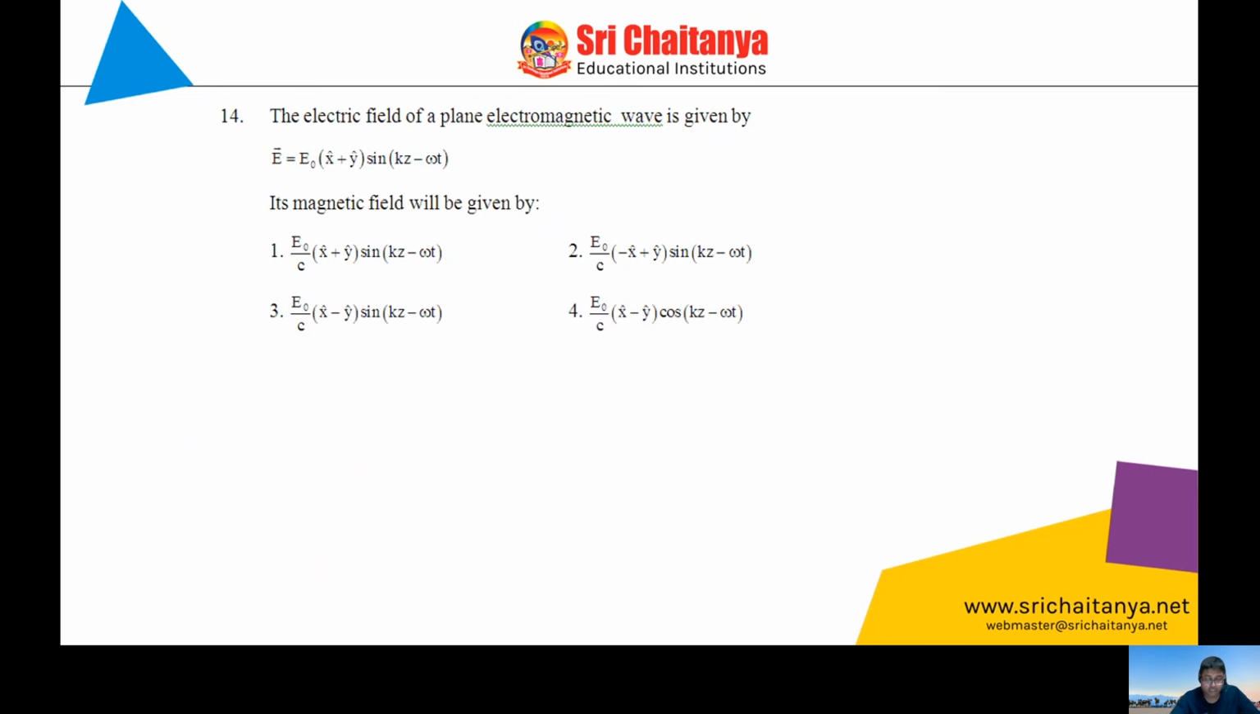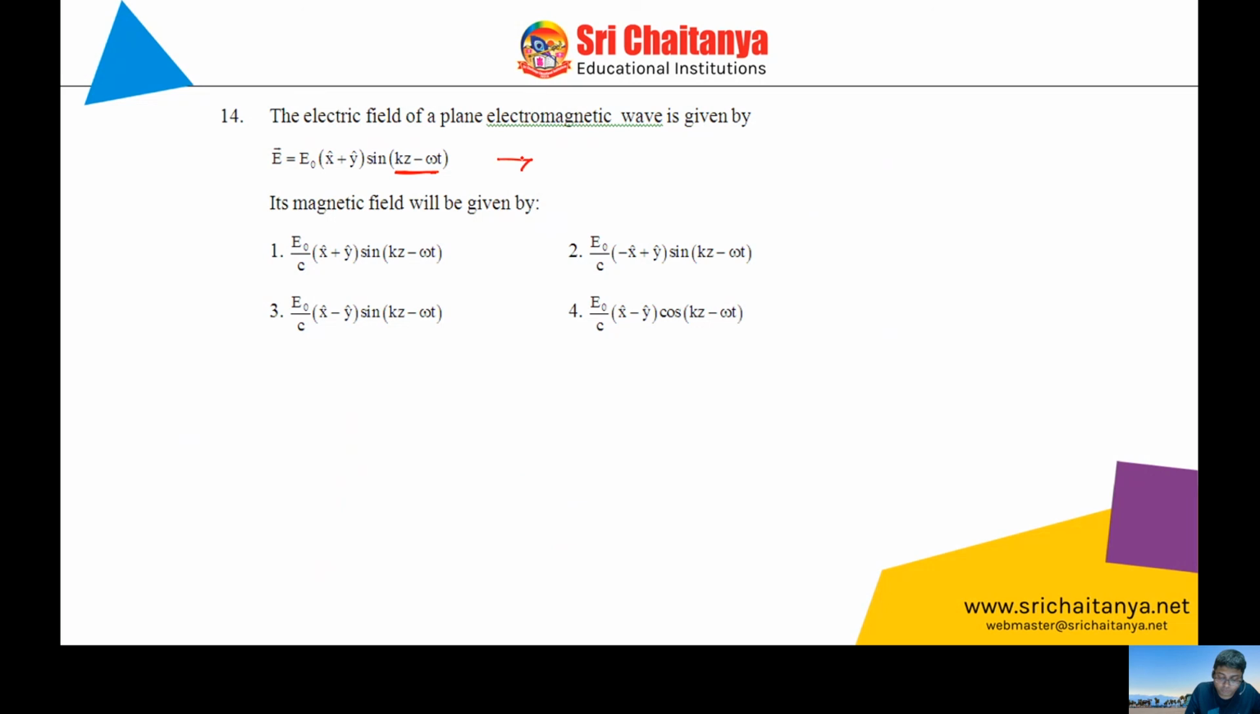JEE Main is basically fond of asking electromagnetic wave questions, all based on the same concept. So I think most of the people might have already got this question, but anyway, let's try to solve. What they have given here is the expression for the oscillation of the electric field. E is given as E naught into x cap plus y cap, where x cap is basically i cap and y cap is j cap, and sine of kz minus omega t.